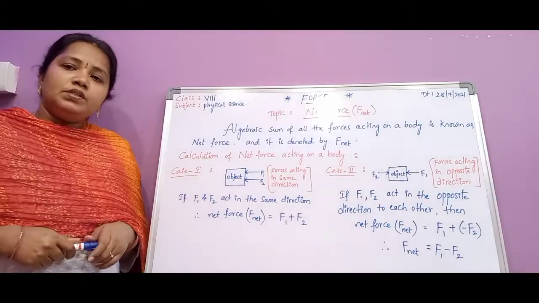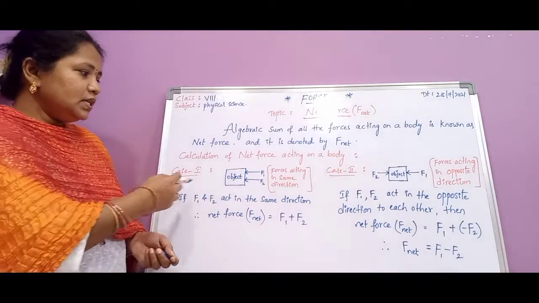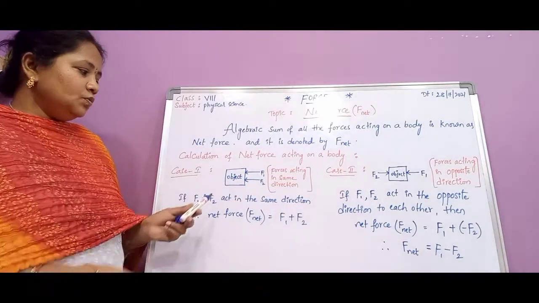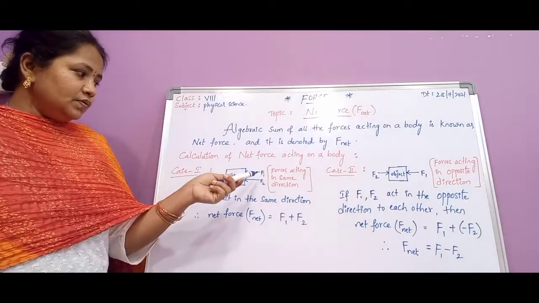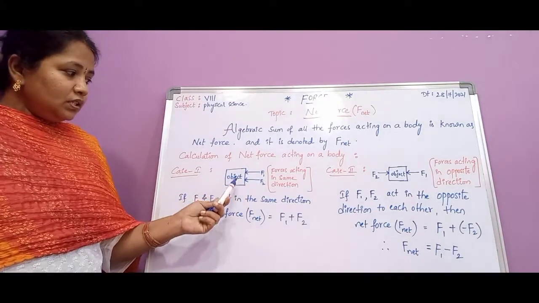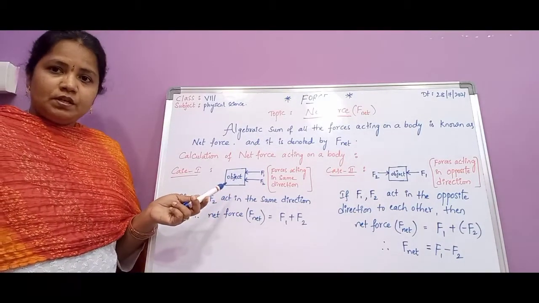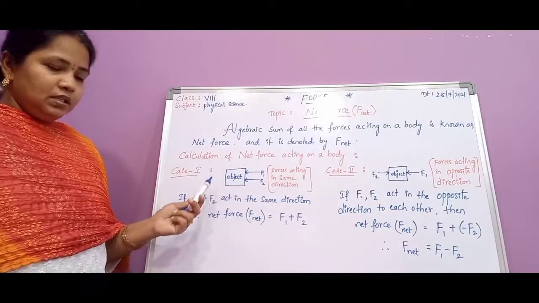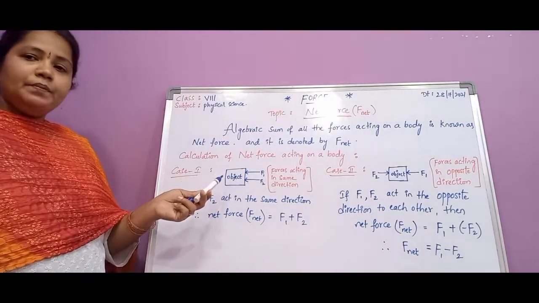Here the forces will be acting in the same direction or in the opposite direction. In case 1, the forces are acting in the same direction. Let us assume this is an object. Upon this object, two forces are acting, which I have represented with F1 and F2. The arrow marks represent the direction in which the force is acting on the object. F1 and F2 are acting towards the LHS side, which means both of them are in the same direction.